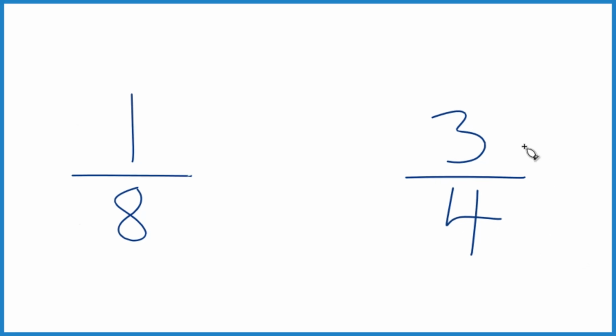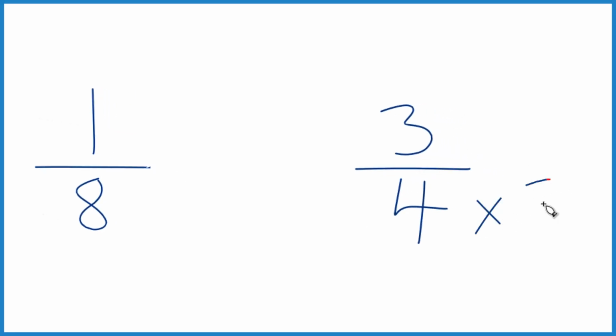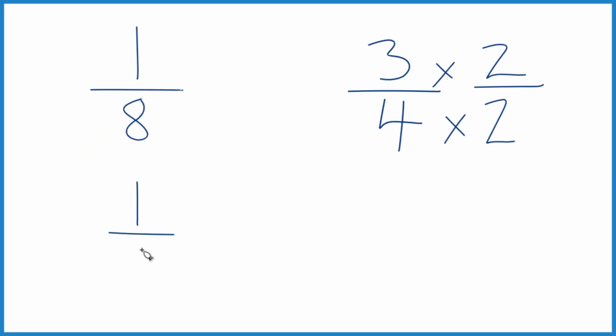So let's do that. How about I say 4 times 2? That would give me 8. So the denominators would be the same. But I need to also multiply the numerator by 2. That's because 2 divided by 2 is 1. So I'm just changing the value here. So I have 1/8. And then over here, 3 times 2 is 6. 4 times 2 is 8.